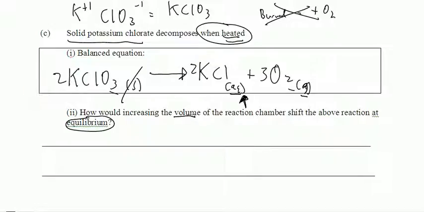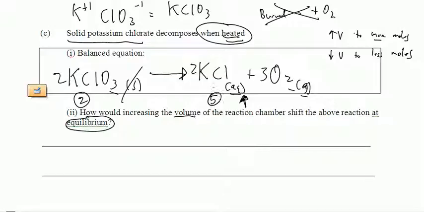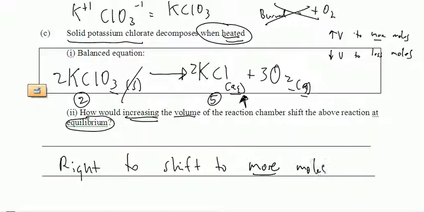So we're dealing with volume. Go to my sheet. If you increase volume, you shift to more moles. If you decrease volume, you shift to less moles. There are 2 moles on the left, and we have 5 moles on the right. Increasing volume would shift to more moles. So this would shift to the right to shift to more moles. And that would actually be to occupy the added space.